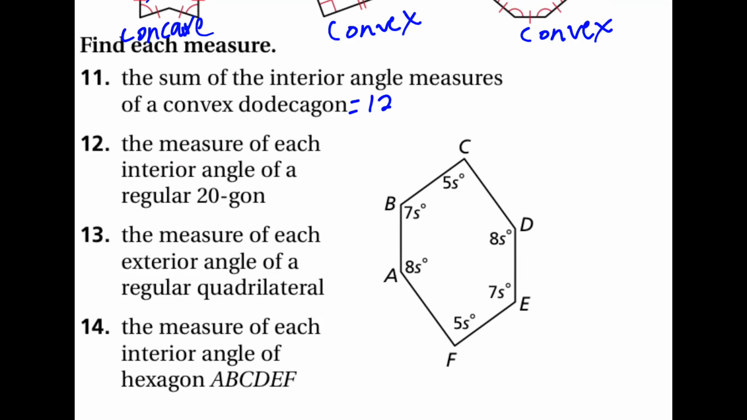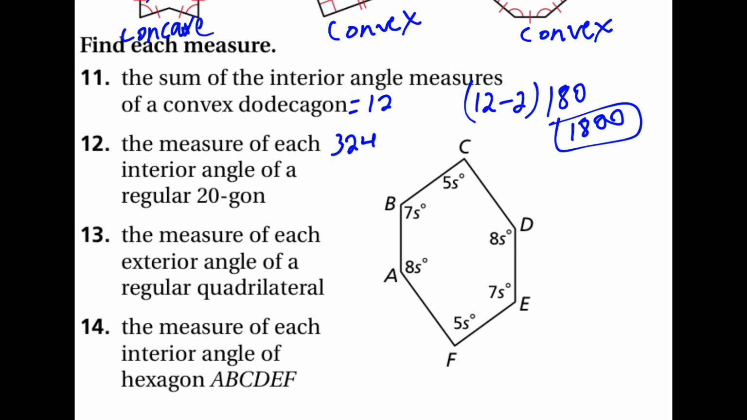For number 11, dodecagon means 12 sides. So I can take 12 minus 2 times 180, and this gives me 1800 for the sum of the interior angles. For number 12, to figure out the total sum, I take 20 minus 2, times 180, and this gives me 3240. I divide that by the number of angles, 20, and it turns out each one is 162 degrees.